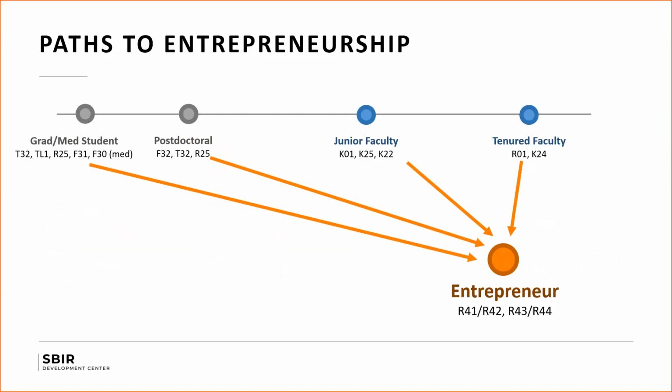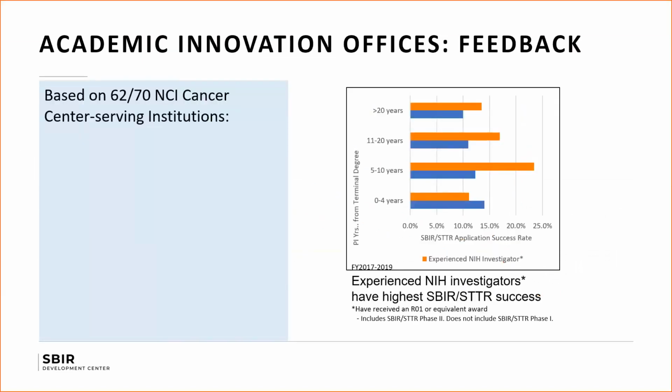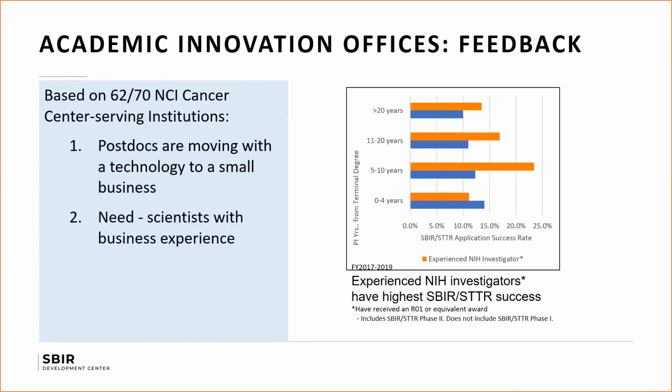So there are many paths to entrepreneurship, and in our portfolio, we see people come to entrepreneurship from students, postdocs, early faculty, and tenured faculty. All of these paths can lead to entrepreneurship at any time. But we did a portfolio analysis where we talked to a lot of cancer centers or cancer center serving institutions, about 70 of them. And what we heard was that we're seeing more postdocs moving with a technology to a small business, and that there's a real need for scientists with more business expertise.